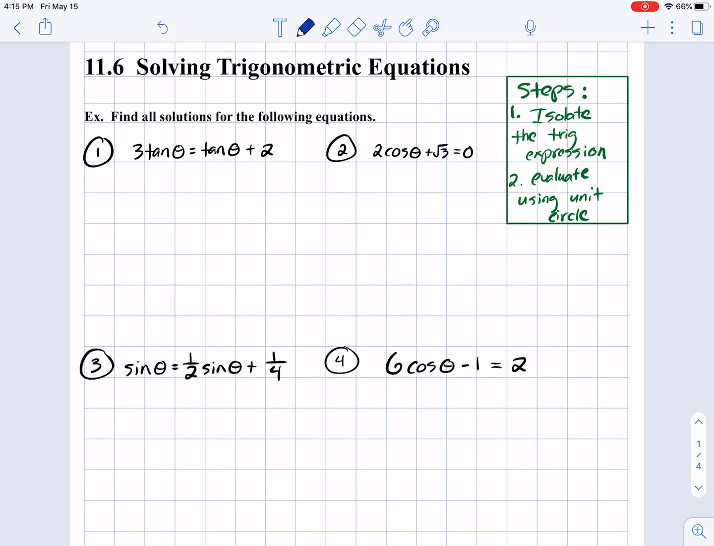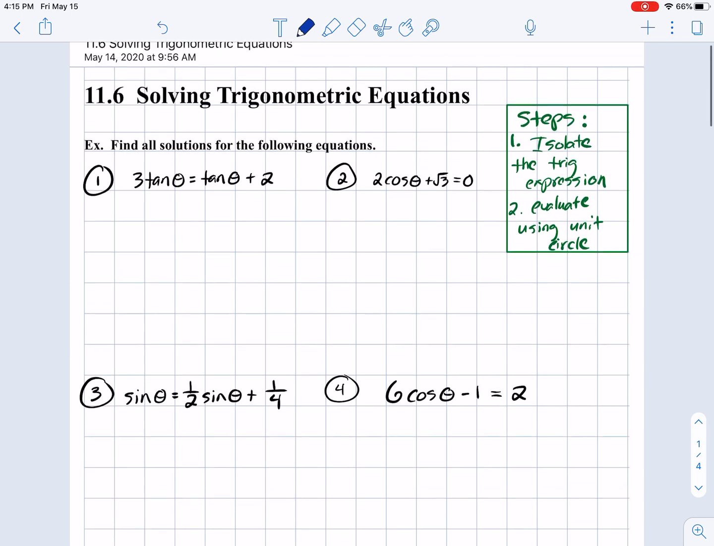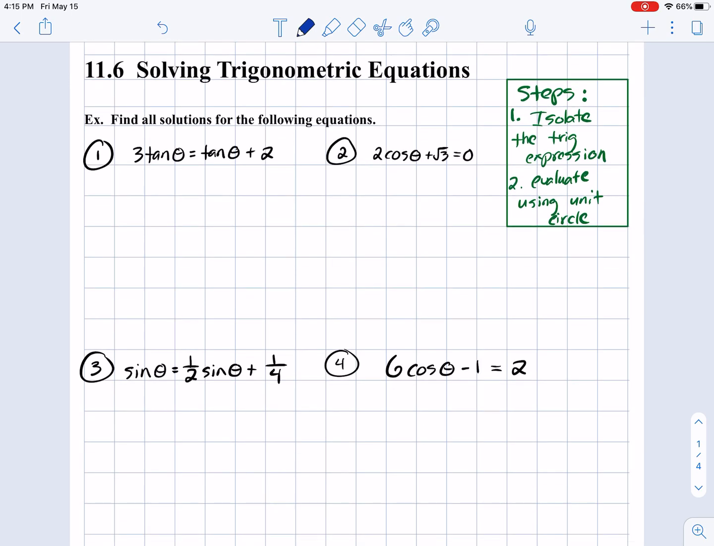Okay, everyone, finishing our last section from Unit 11, which is solving trig equations. Hopefully, we noticed that solving trig equations is just like solving an algebraic equation. We follow the same steps. I have those steps over here for you. We want to isolate the trig expression, meaning use inverse operations to get it by itself on one side of the equal sign, and then evaluate.